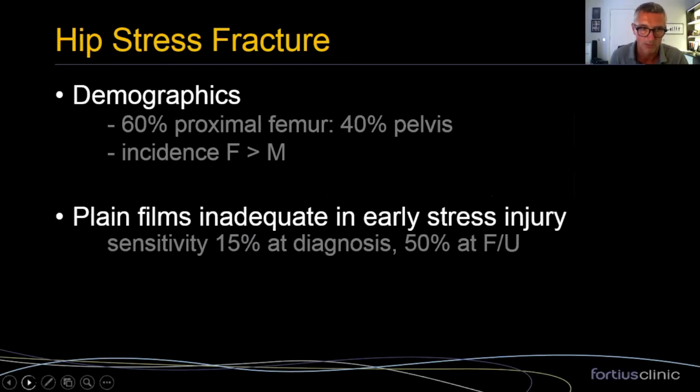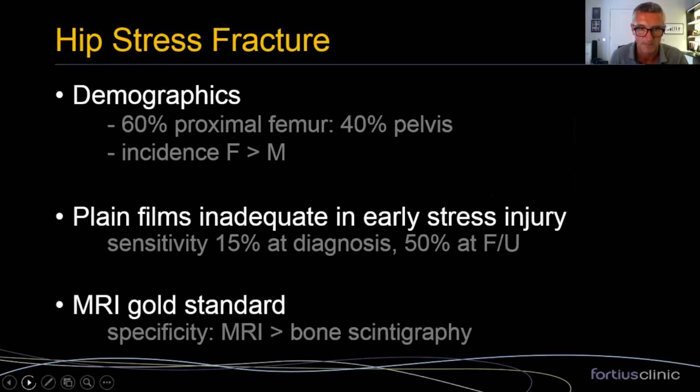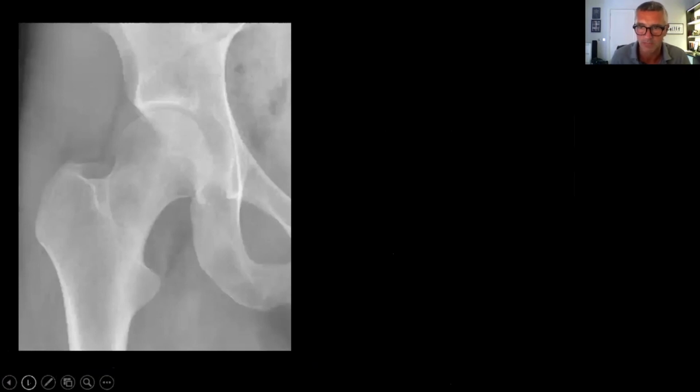So you just bear that in mind. If you get a normal X-ray, it doesn't exclude the diagnosis. So MRI we describe as gold standard. It is more specific than bone scintigraphy. The reality is that I think in today's society we're not really performing bone scintigraphy for bone stress injuries, apart from in the setting of a SPECT CT scan.